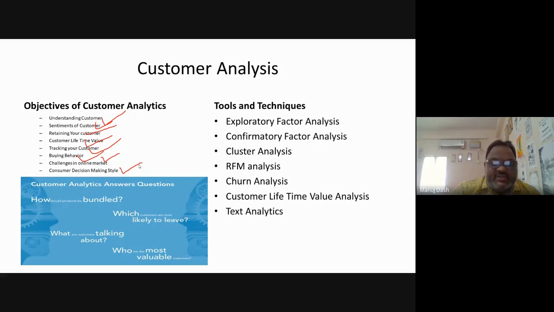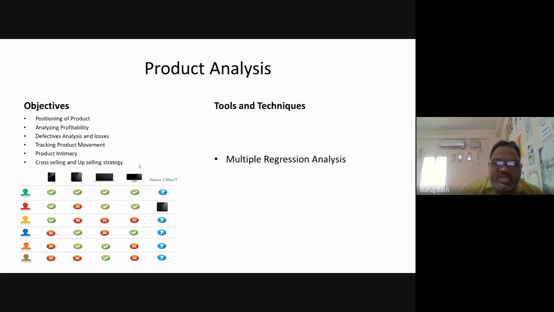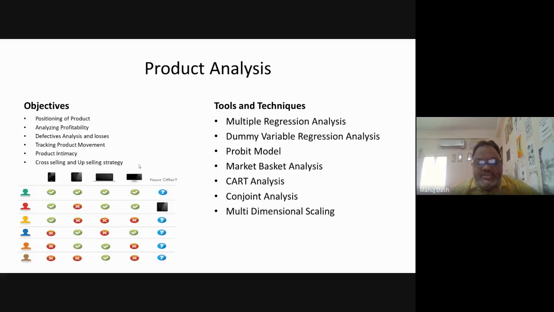It means if you're interested in customer analytics, this is the minimum knowledge you should have to write your paper. Suppose you're interested in product analysis. What is your objective? Positioning the product, analyzing profitability, defect analysis and losses, tracking product movements, product intimacy, or cross-selling and upselling. Then these are the tools you should apply: multiple regression, dummy variable regression, probit model, logit model, market basket, CART, conjoint, MDS. These are the tools we basically use for product analysis, from positioning to cross-selling and upselling.